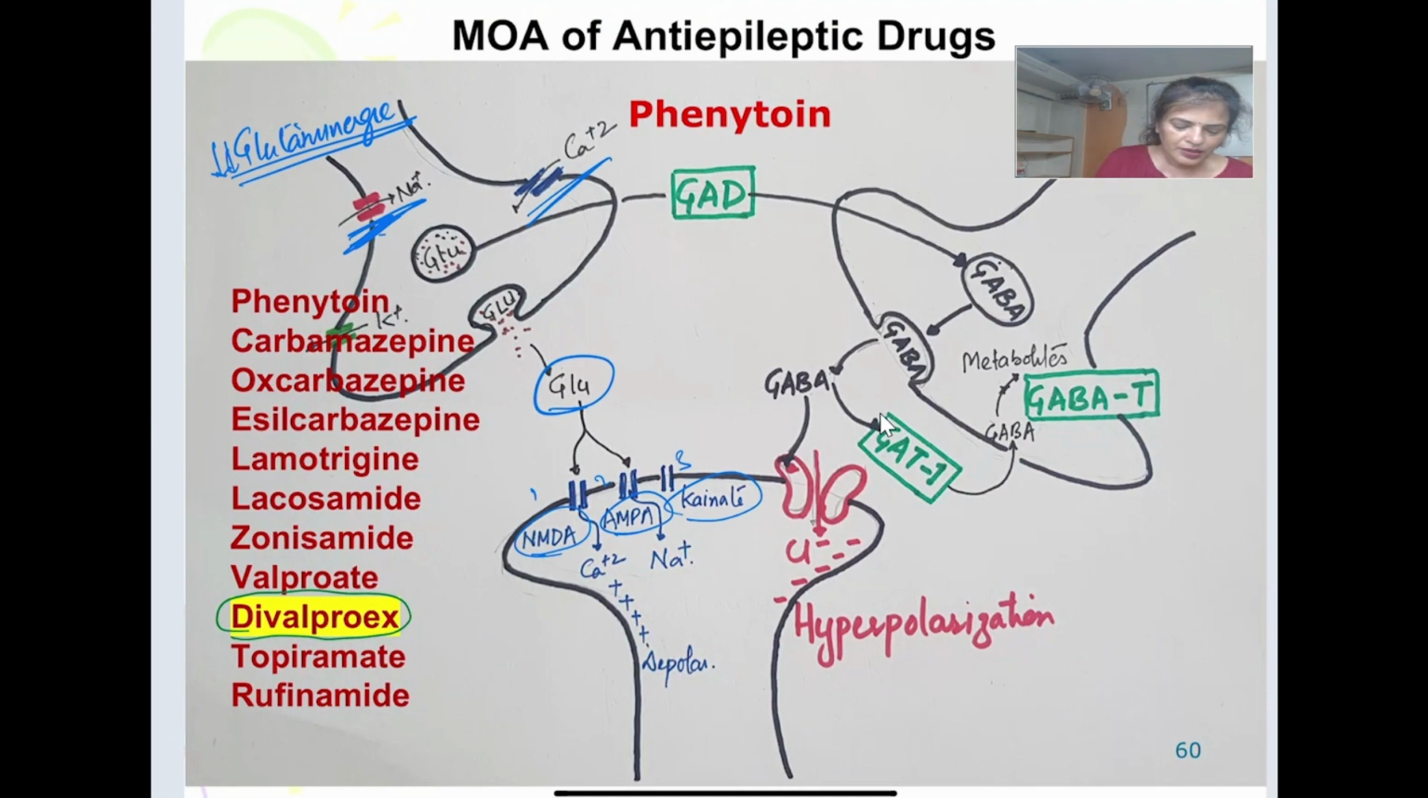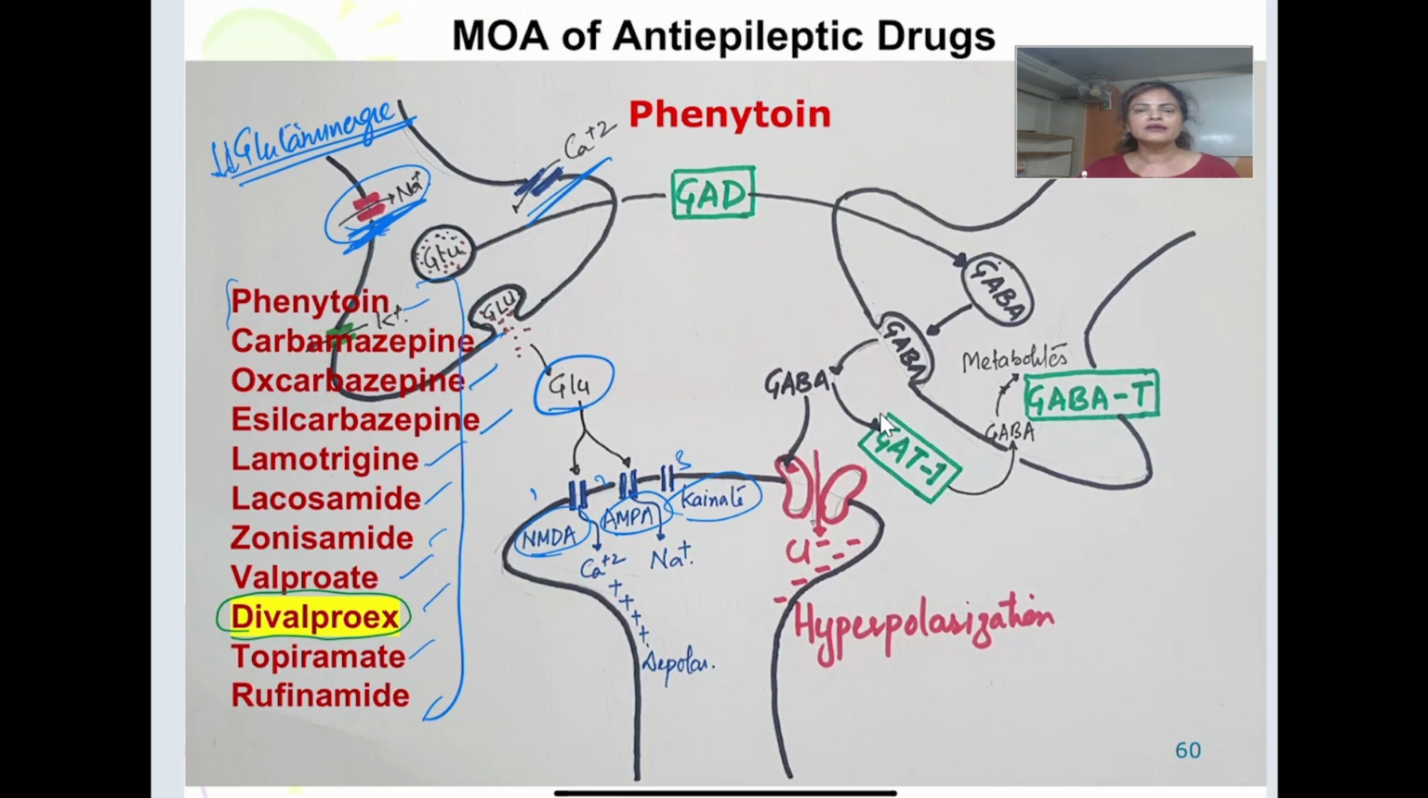Now this group of drugs which I have written here, like phenytoin, carbamazepine, oxcarbazepine, eslicarbazepine, lamotrigine, lacosamide, zonisamide, valproate, divalproex, topiramate and rufinamide, they all act by prolonging the inactivation of the sodium channel. This is the sodium channel, they prolong its action. So this is the primary action shown by all these drugs, and no doubt they also have secondary mechanisms. In detail you can watch the video, the link will be given in the description box.